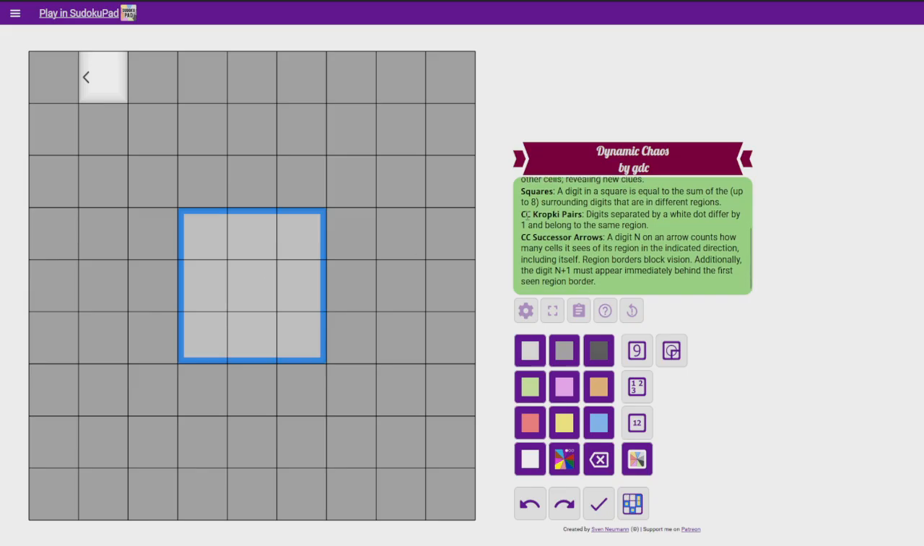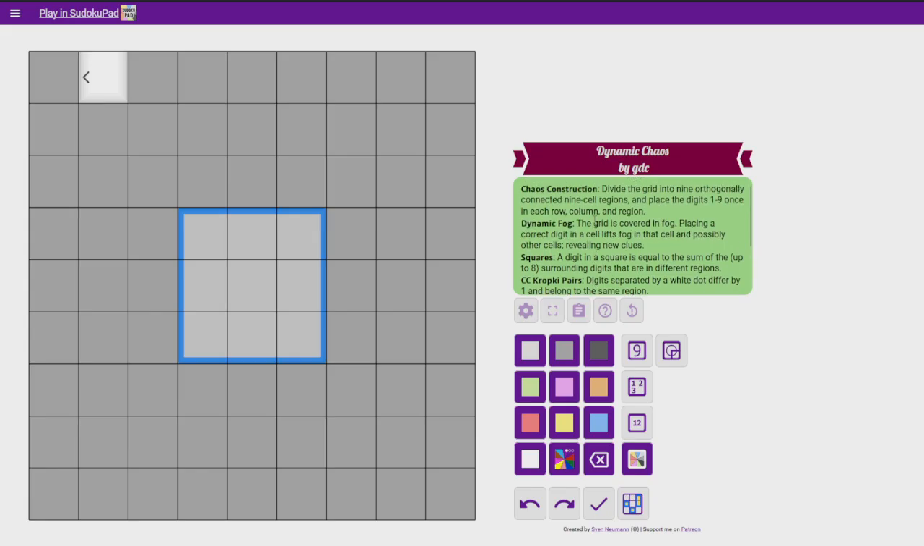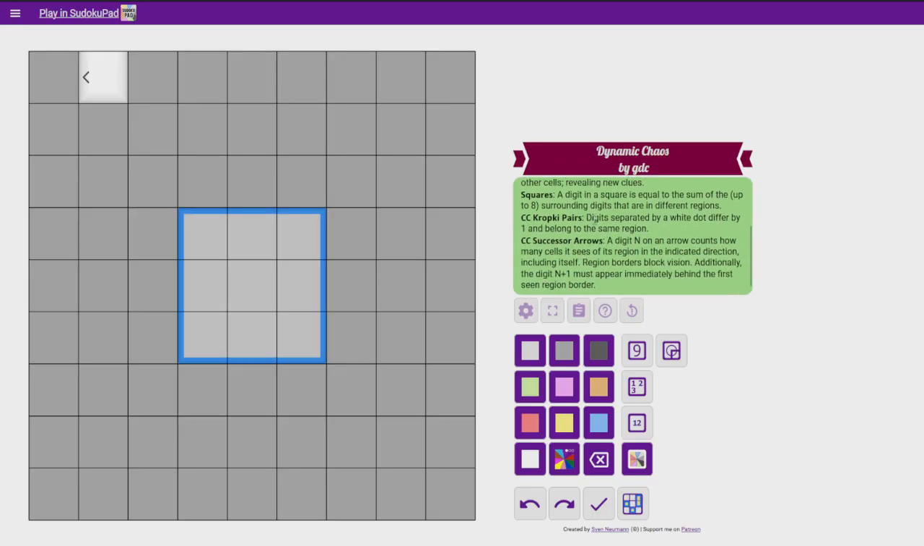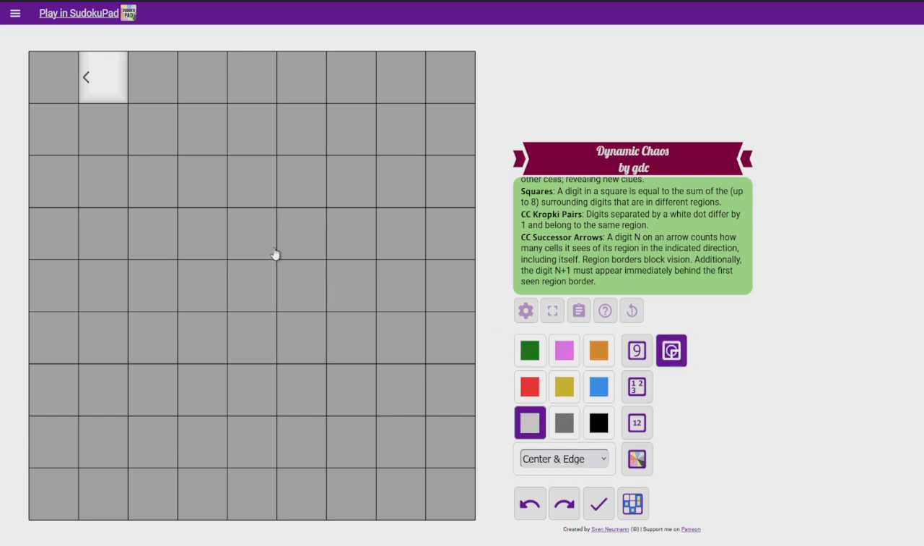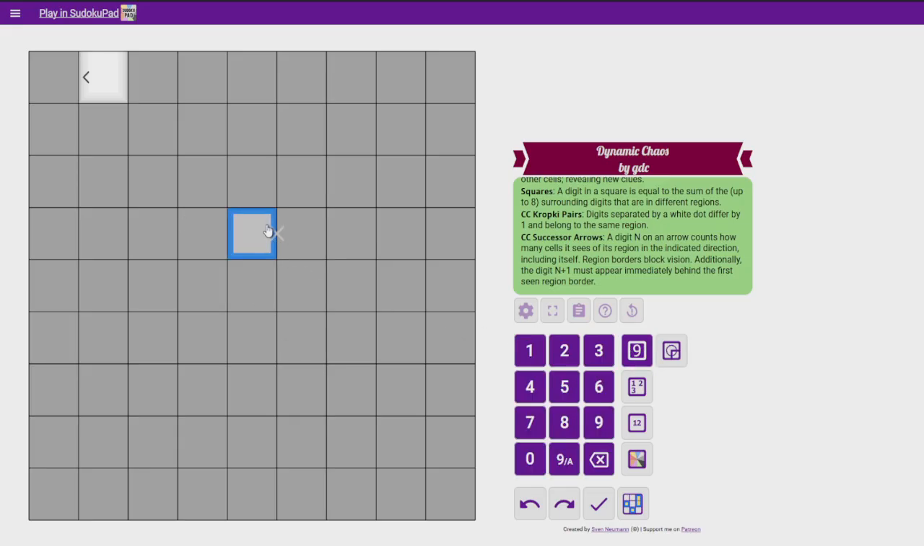CC crop key pair. I actually don't know what CC is. Anyway. Chaos construction, I guess? Sure. Crop key pairs. Digits separated by a white dot differ by 1 and belong to the same region. So say we had a white dot there. Just imagine that's a dot for a second. If this is a 4, this would be a 3 or 5, definitely. And they would be in the same region, for sure.